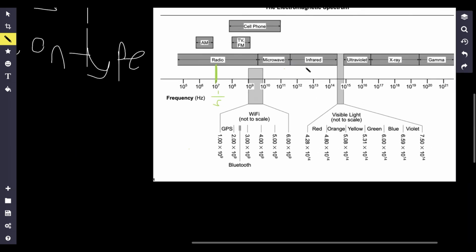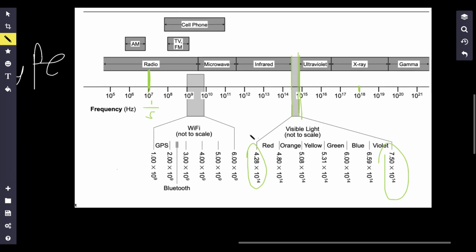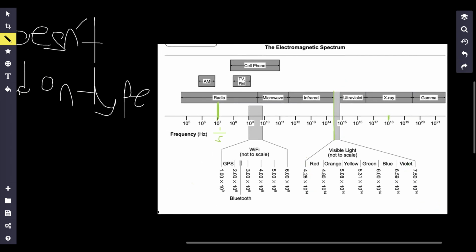Now you can see X-rays and gamma rays. These are super high energy waves with very high frequency. You also have Wi-Fi, of course, and visible light. Out of all the light here, only a small portion of the spectrum we can actually see. Red light has the lowest frequency, while violet light has the highest frequency. That is also another important detail.